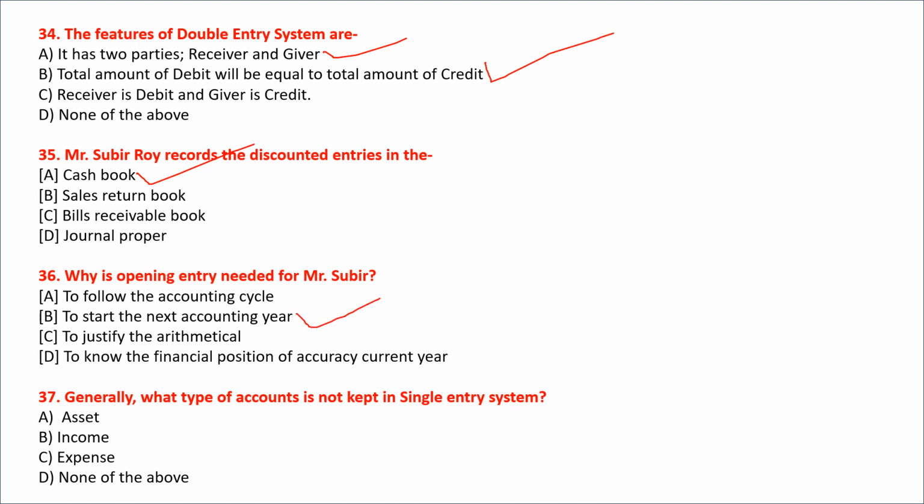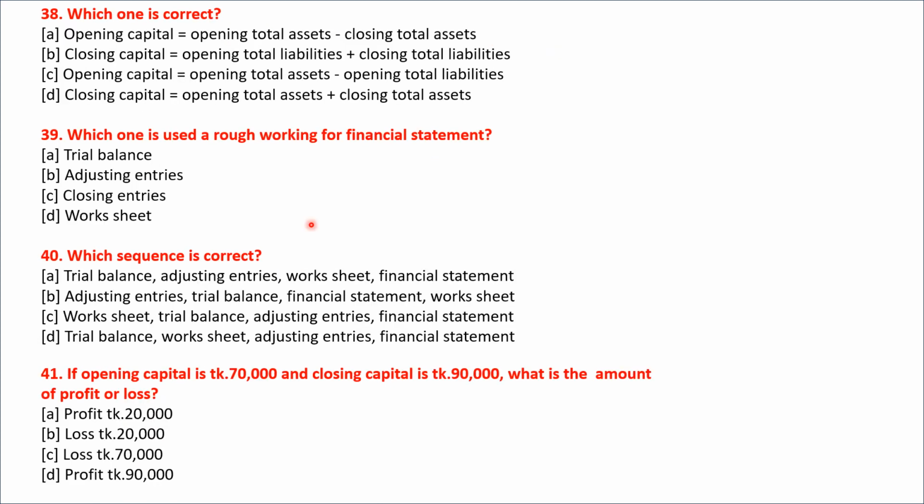Okay. अगला question है generally what type of accounts is not kept in single entry system? Option है assets, income, expense and none of the above. So इसका right answer होगा both option A and B. Okay, so both option A and B will be the right answer. Okay, आगे बढ़ते हैं.